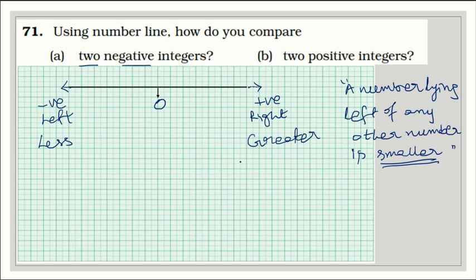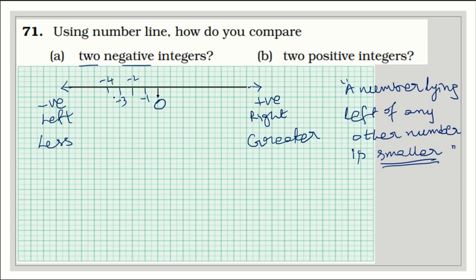So with this knowledge, let us go for comparing two negative numbers. Suppose here is one number, here is another number, and another number. From 0 in the negative direction, 1 unit away is -1, 2 units away is -2, 3 units away is -3, and 4 units away in the negative direction is -4.